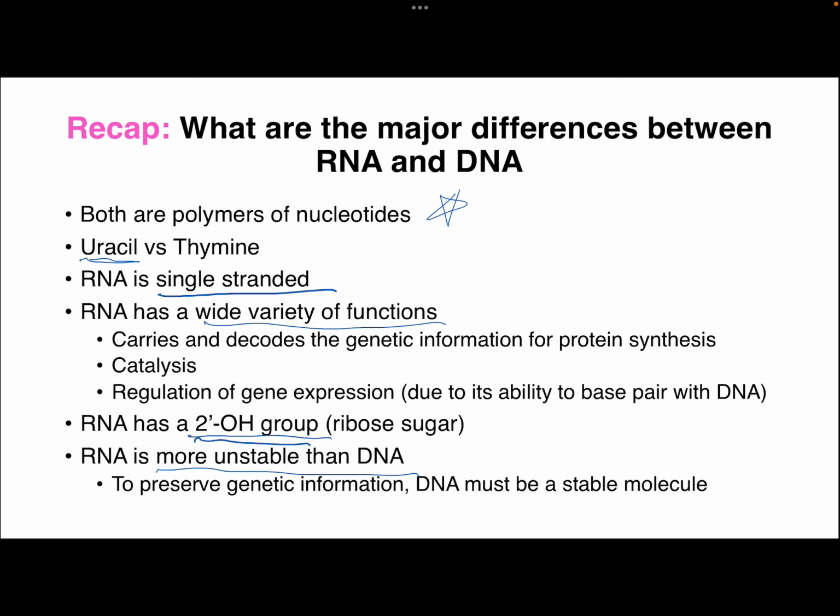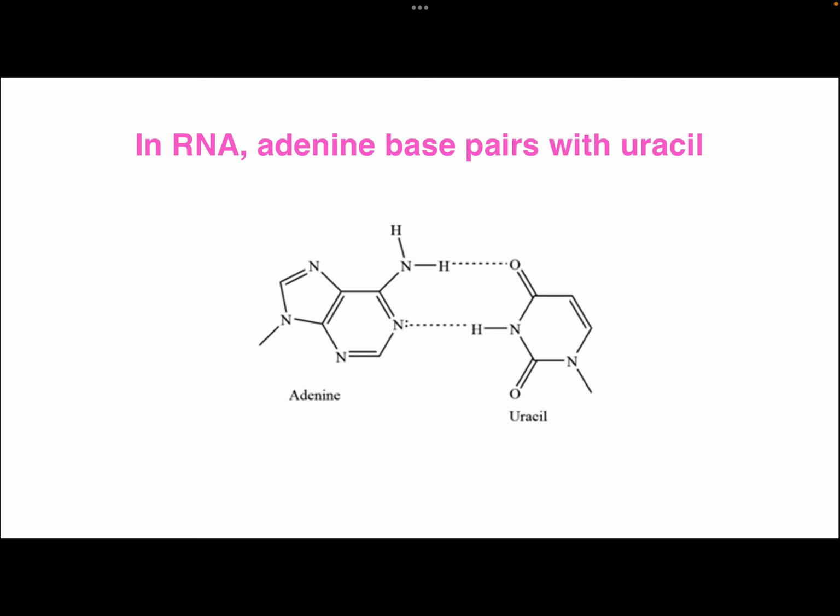So let's talk about this in a little bit more detail. So first difference, we said that RNA uses uracil, and uracil is just going to replace thymine. It's going to base pair with adenine. And the reason why this happens in RNA and not DNA is related to some of the proofreading mechanisms that DNA has.